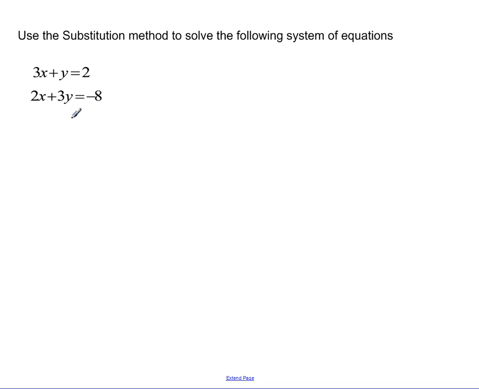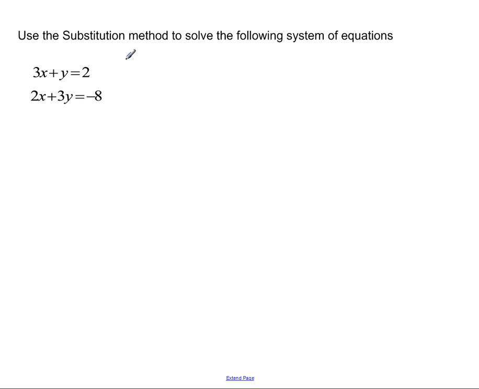Okay, so let's continue on with another example here. Let's use the substitution method to solve this system of equations. We've got 3x plus y is equal to 2 and 2x plus 3y is equal to 8. Now, the substitution method said that for us to solve it, we want to write one of the equations of the system in terms of either x or y. And we're going to pick the one that's really the easiest for us to solve, if there is an easy one to solve. And in this case, there is.